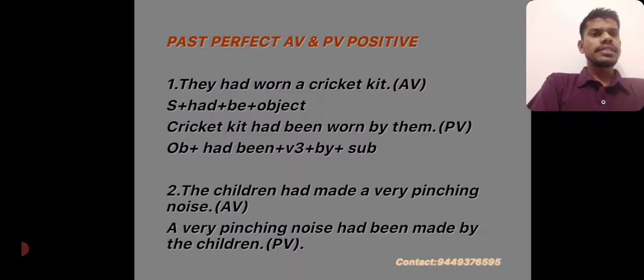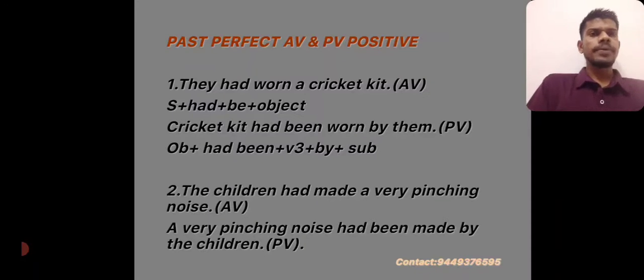Let us apply this sentence to the structure. Yes, first I use the subject, that is they, a subject pronoun, followed by had, then owned. We should not use B before V3, that is a typing error. So owned, that is V3, plus object. It is an active voice. Then how do we convert this to passive form? What will be the structure that we can follow? First we have to use the object, that is a cricket kit, plus had been, then V3, followed by the preposition, that is by, then the subject.